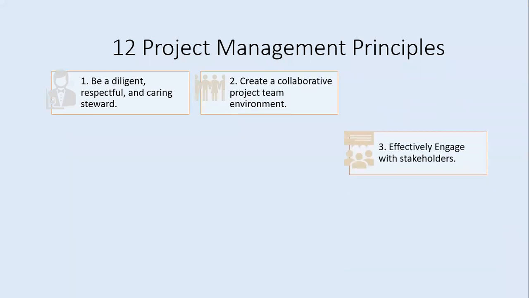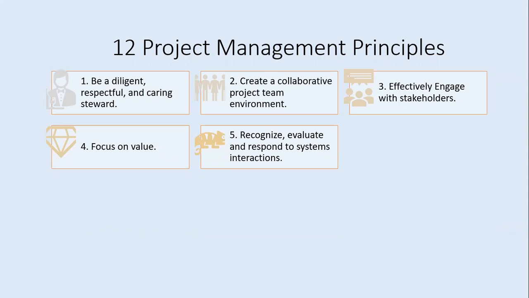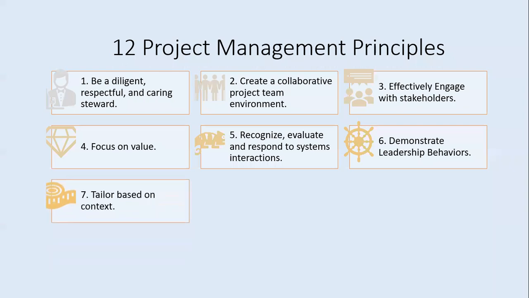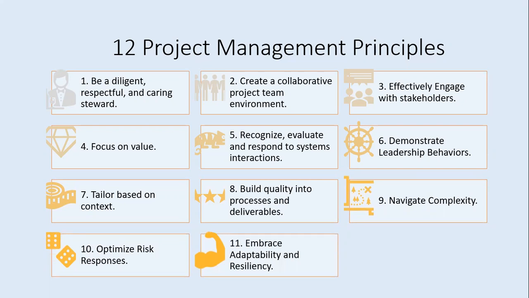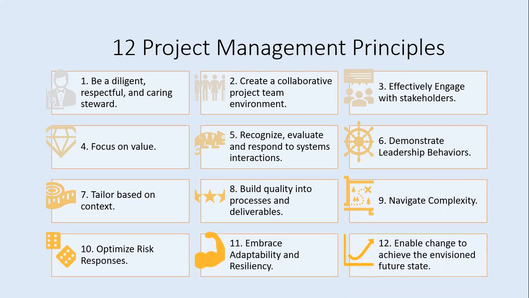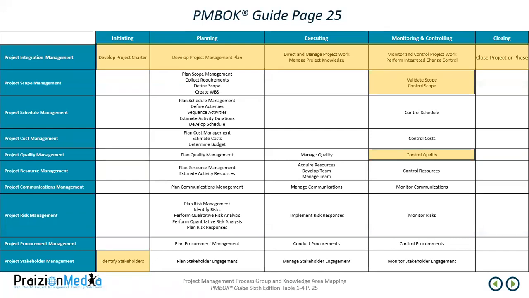So again, your 12 principles: be a diligent, respectful, and caring steward, create a collaborative project team environment, effectively engage with stakeholders, focus on value, recognize, evaluate, and respond to systems interactions, demonstrate leadership behaviors, tailor based on context, build quality into processes and deliverables, navigate complexity, optimize risk responses, embrace adaptability and resiliency, and enable change to achieve the envisioned future state. On top of this, be aware of your 49 processes.